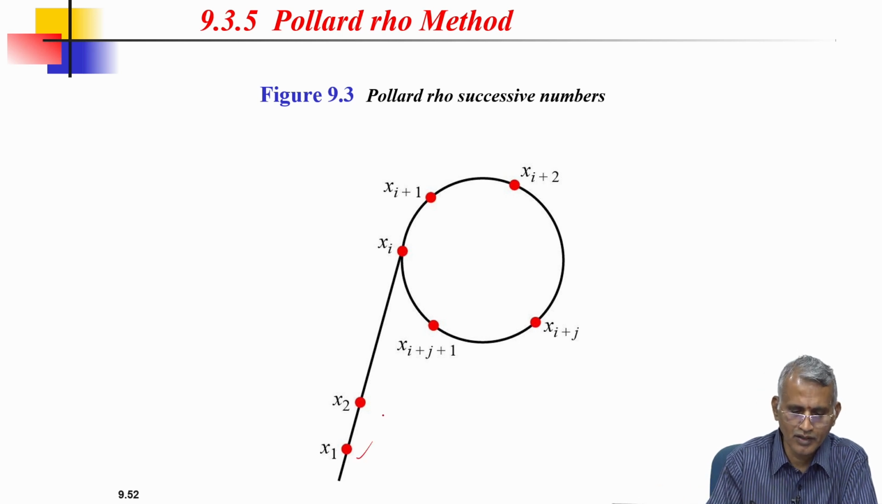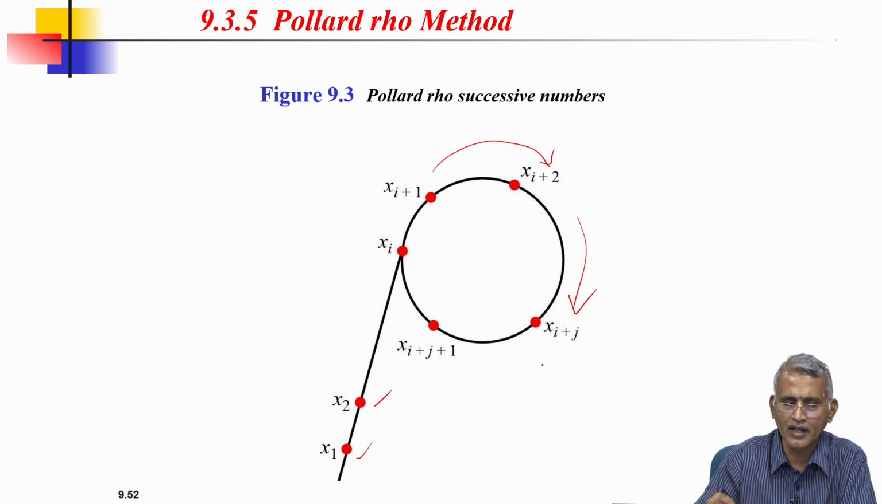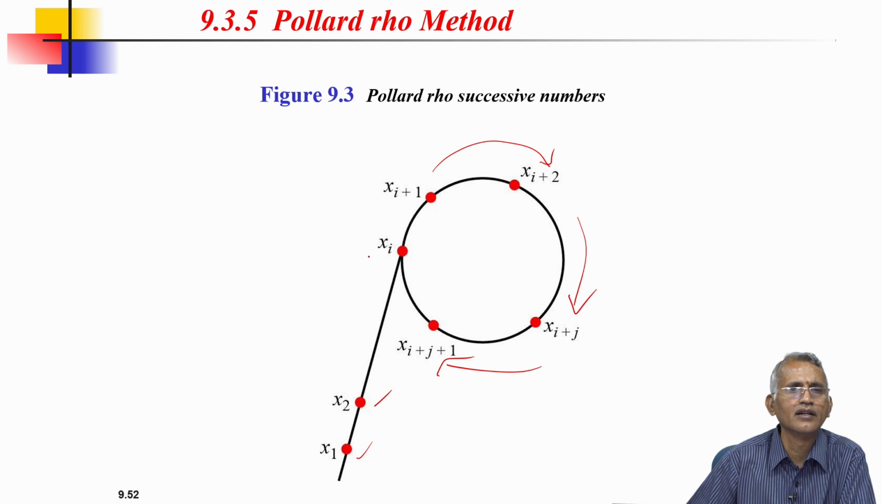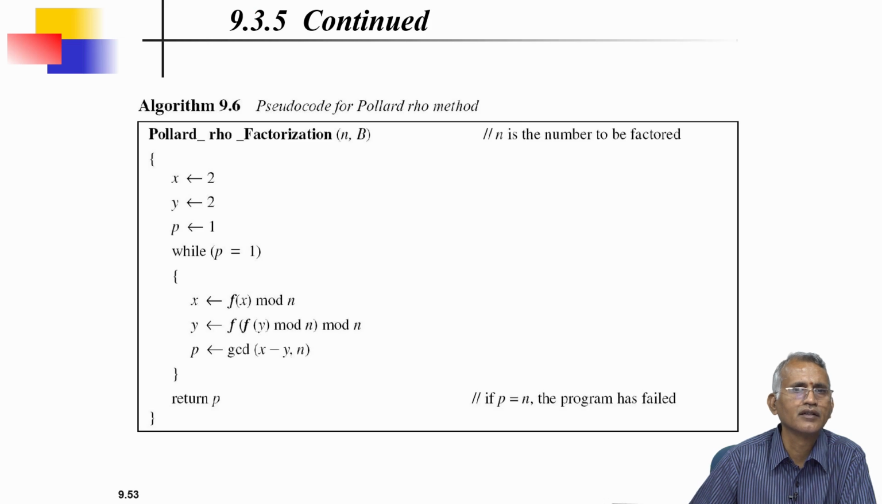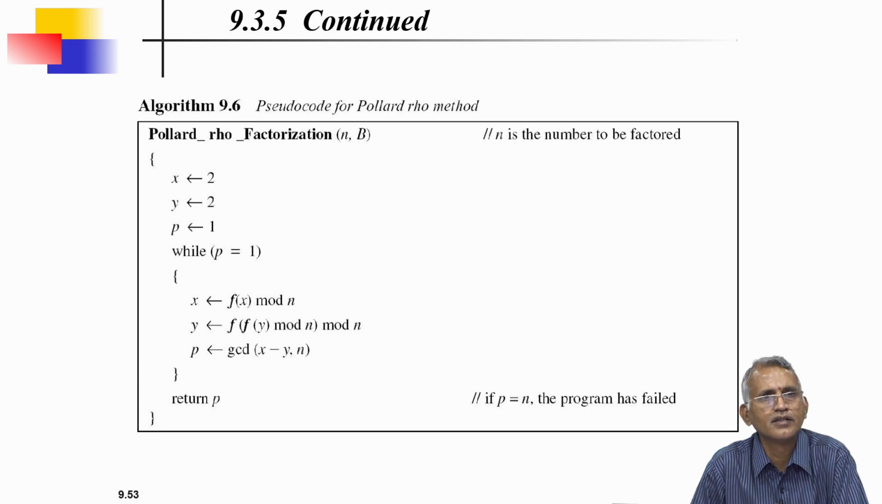You start with x1, x2 and so on, x i plus 1, and x i plus 1 to i plus j, then i plus 1, j, then check it out x i, like that go on. So, that we can check the round off at this one stage, and then successive numbers we can generate. So, this is the algorithm for finding the Pollard rho method.